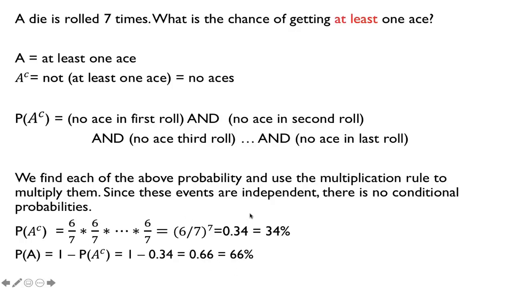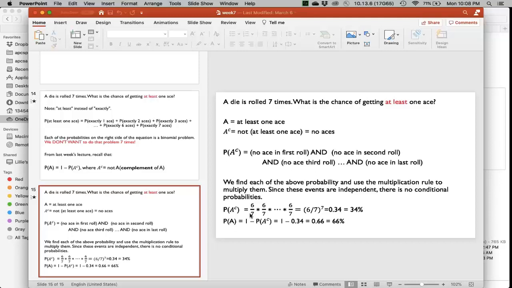So notice the point of this problem is that to do the at least 1 ace problem, it's much better to do the opposite event. And so that's what we want. You're going to see some of that in the workbook this week. Okay, thank you for watching.